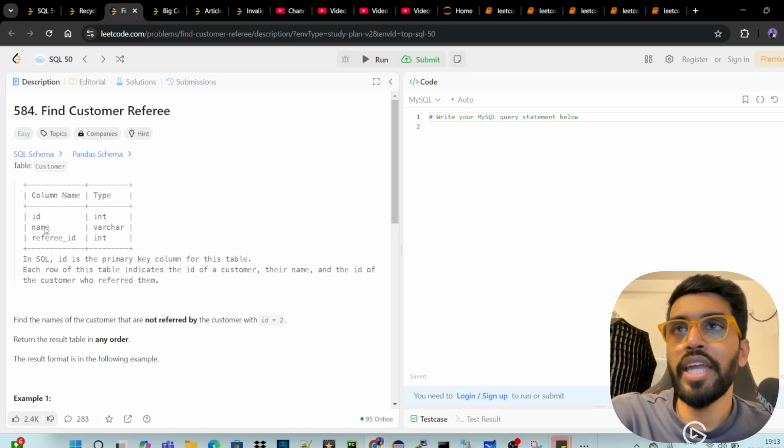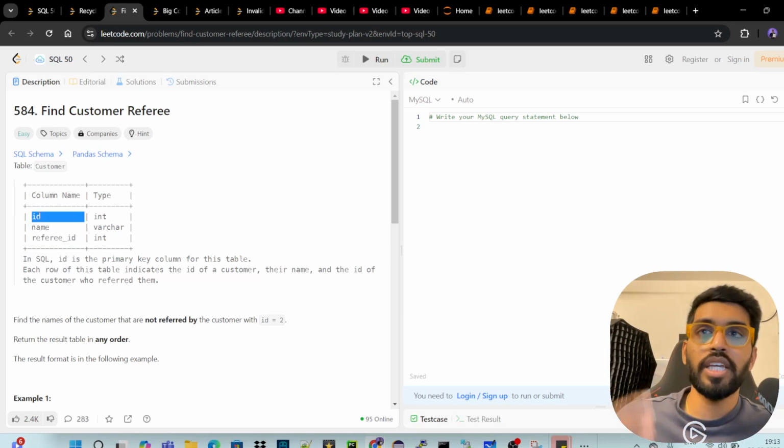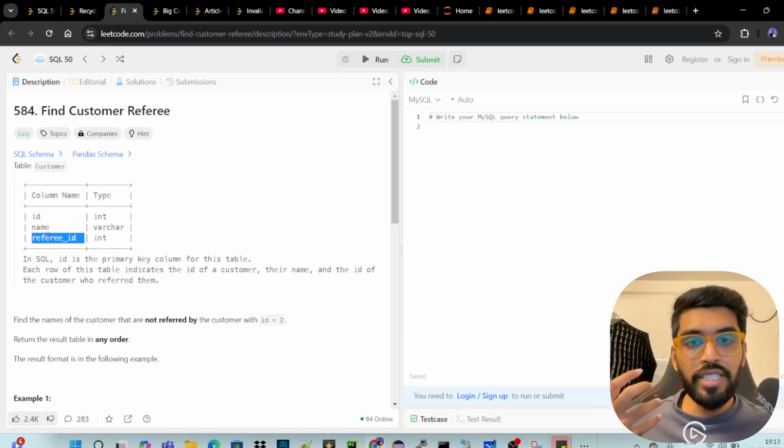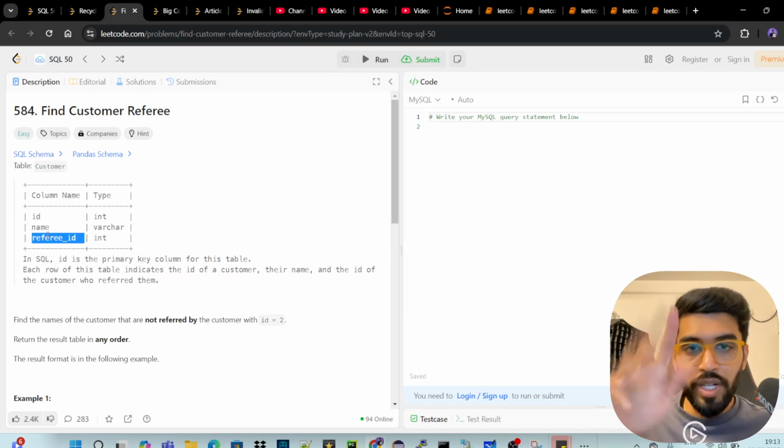You can see ID, name, and referee ID. Now your friend goes to the shop and gets a customer ID, and then the name and the referee ID. The referee ID is nothing but the customer ID of you, because you are the one who referred your friend.